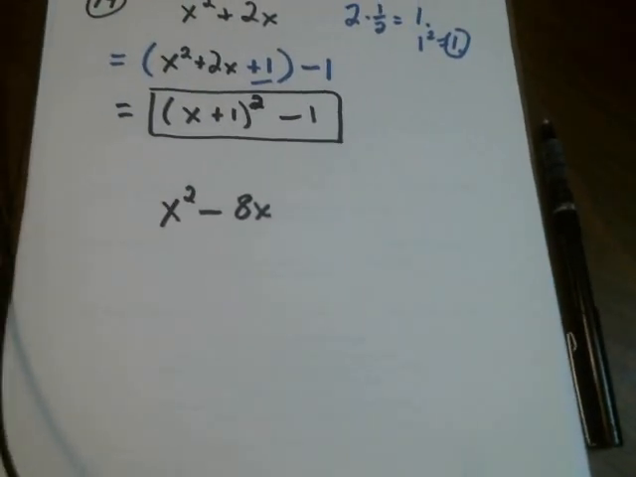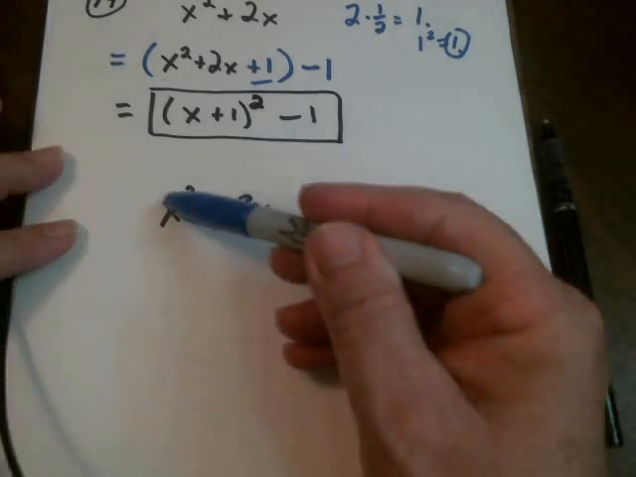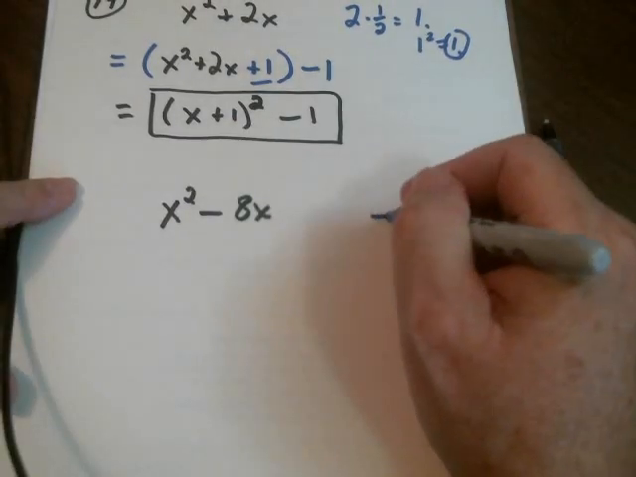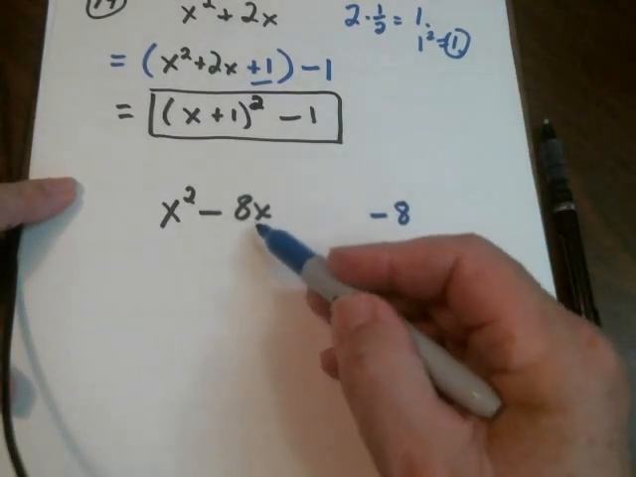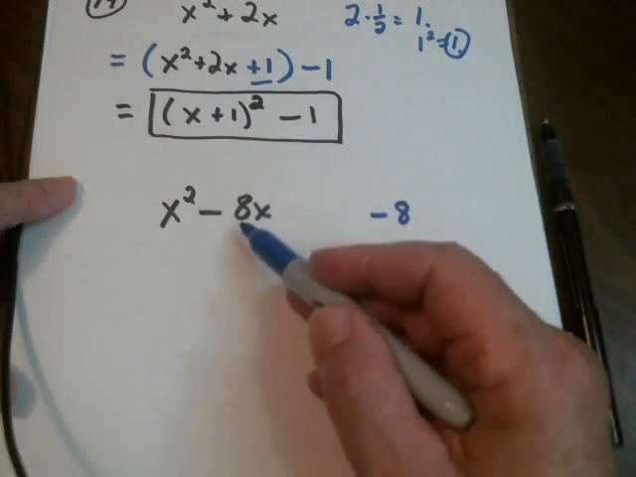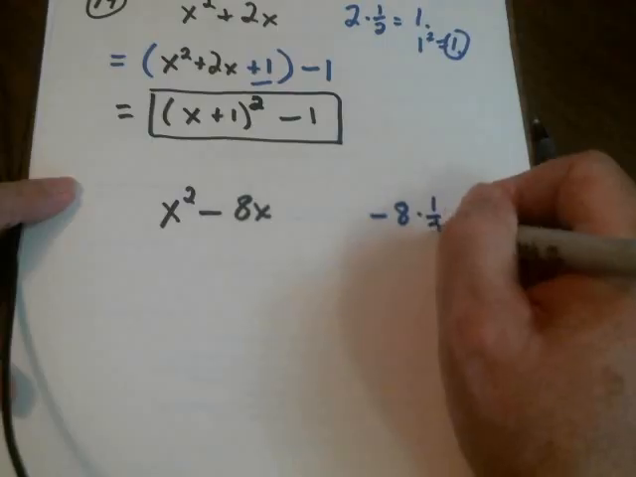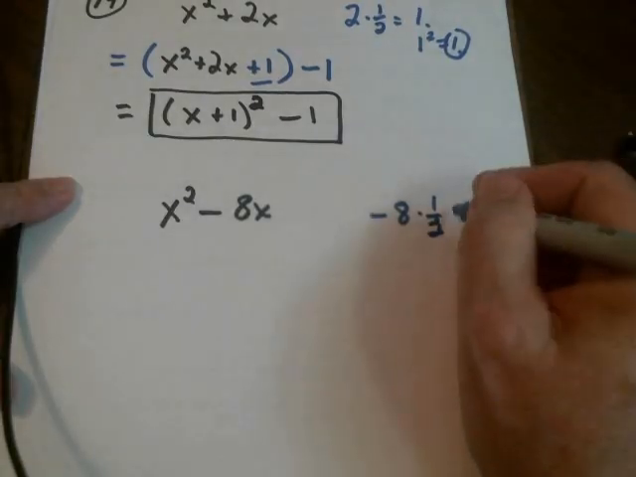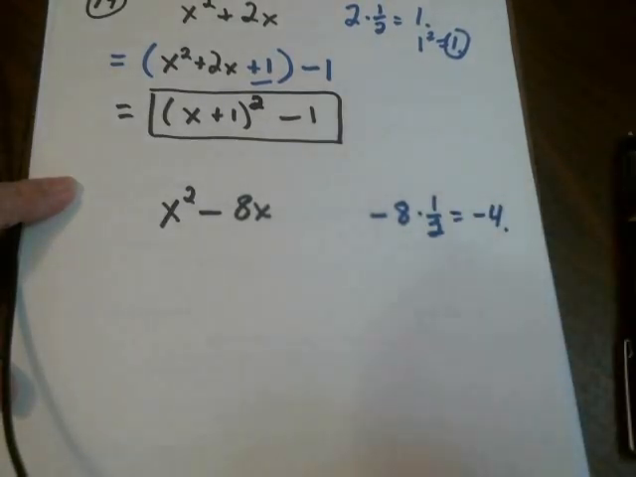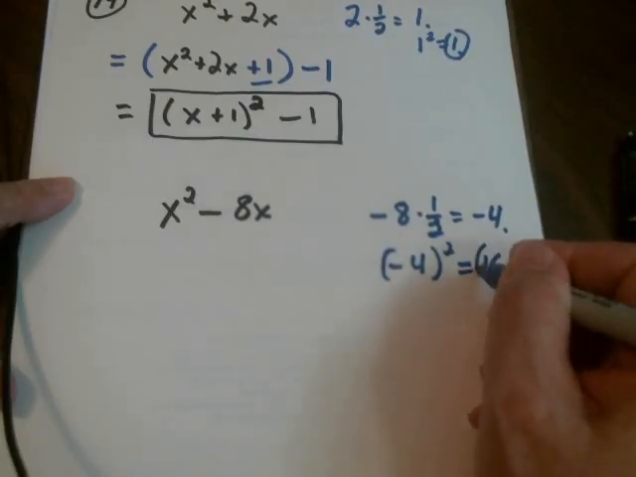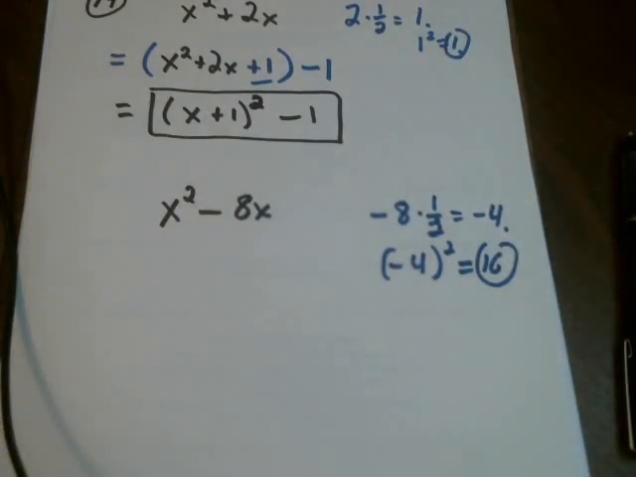This, I believe, is from B. So same procedure. Make sure the leading coefficient is 1. It is. No complications there. Pick the coefficient of the x term and multiply it by 1/2. And I believe we get -4 out of that. Take that number, -4, and square it, and then we get 16. 16 is the magic number.